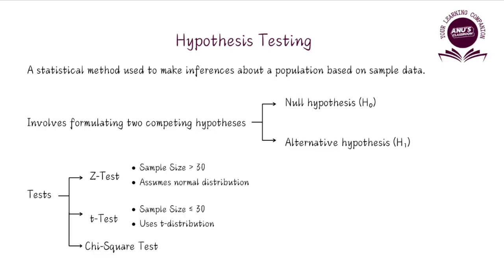If our sample size is greater than 30 and if our distribution is assumed to be normal, then we go for a z-test. And if the sample size is less than or equal to 30, like a very small sample size, then we use a t-distribution, not normal distribution, somewhat similar but different, and we will go for a t-test. Okay, but that is one type of testing.